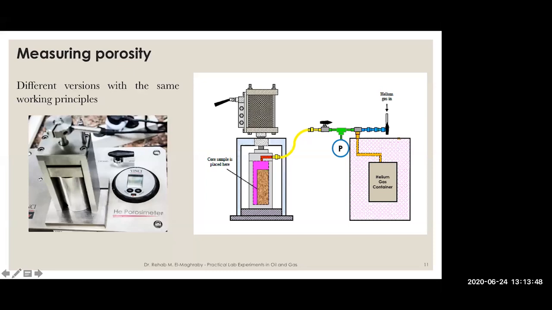So you have a container for the core, where you put your core, and inside this box there is a container containing helium, and this is the pressure transducer. So this is the pressure transmitter, the container of helium inside this box, and the core container inside this box. And this is the valve that you can vent, or you can expand from one container to the other.